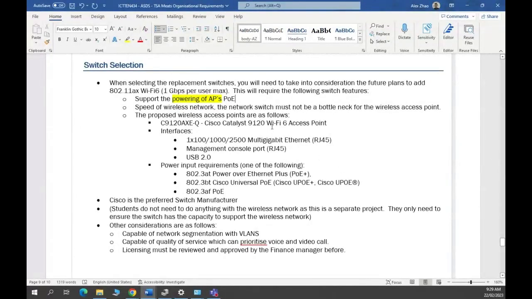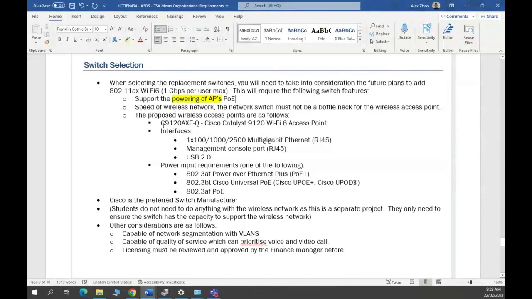Okay? So that's a feature. Not all switches have it. That's a feature that this switch must have. So these are all the features it must have. Speed of the wireless network. The switch must not be the bottleneck for the wireless access point. So if these are capable of 1 gigabit, therefore the ports that these access points must plug into must be capable of more than 1 gigabit, if you like to think of it.